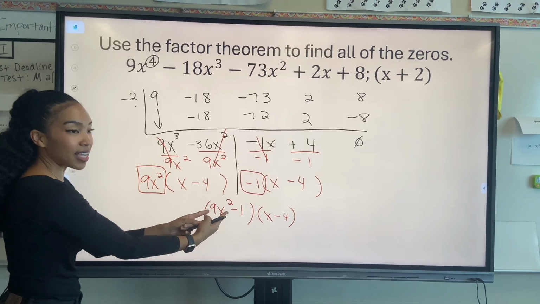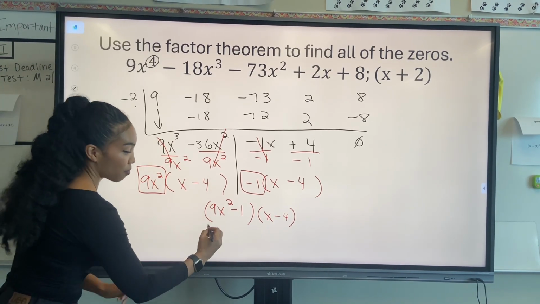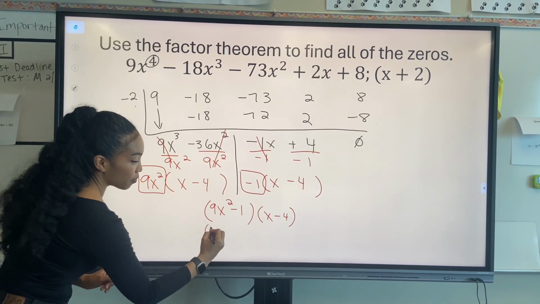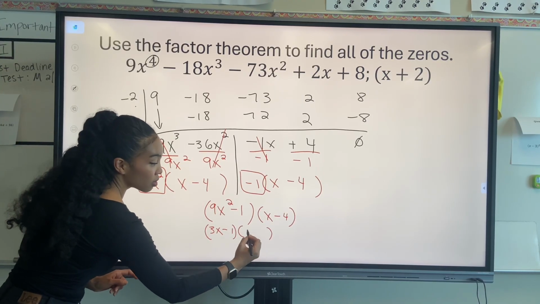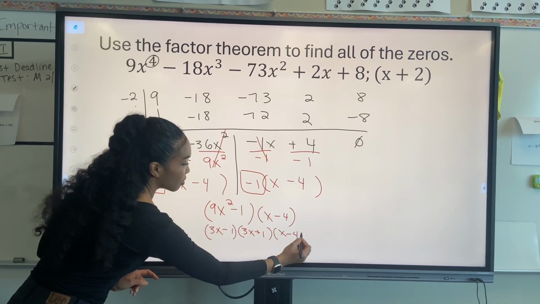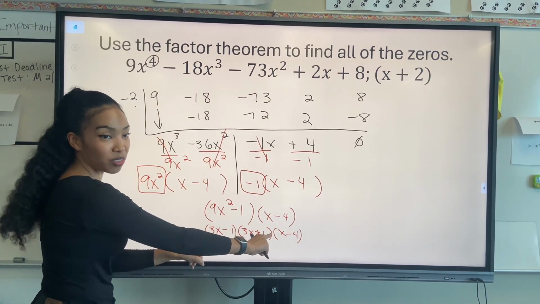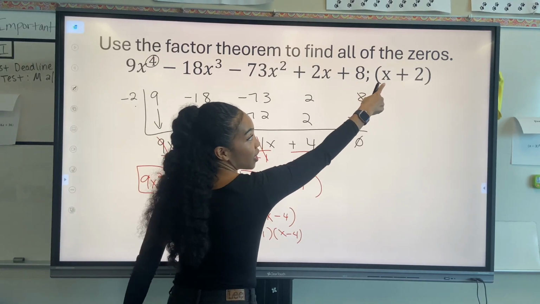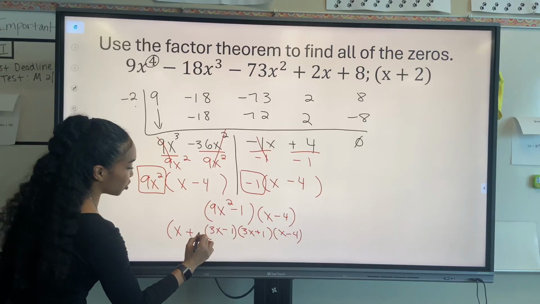Now, this is a difference of squares. How did you guys factor this? Good, Tizara. What's the other one? 3x. Thank you, Tizara. Okay, so guys, these are your 3 factors that you just found. And this is the factor that we verified in the beginning. So those are our 4 factors.